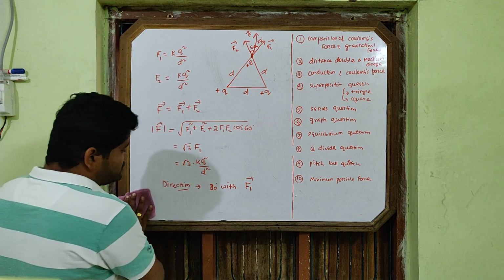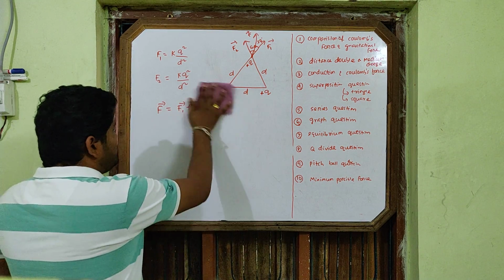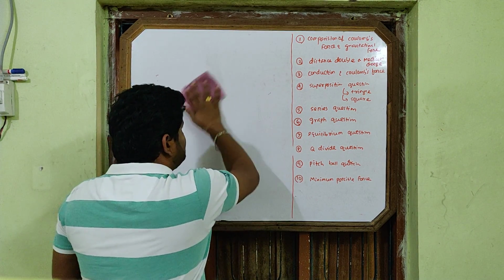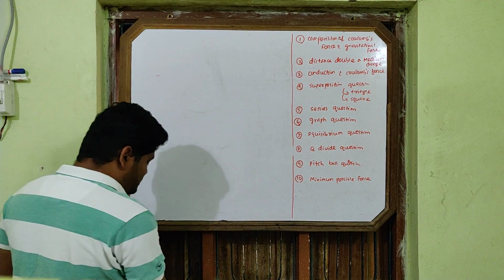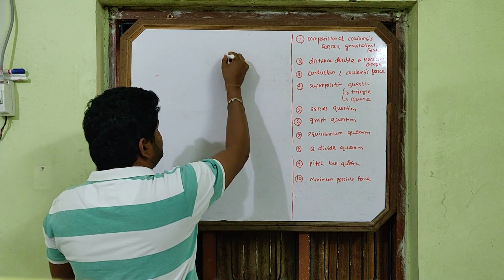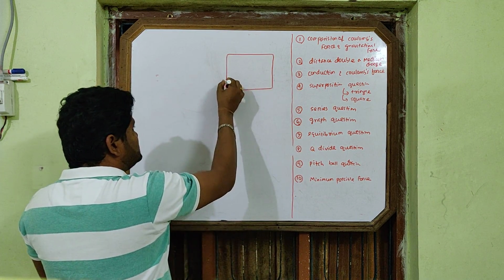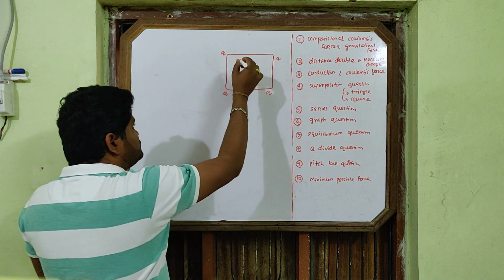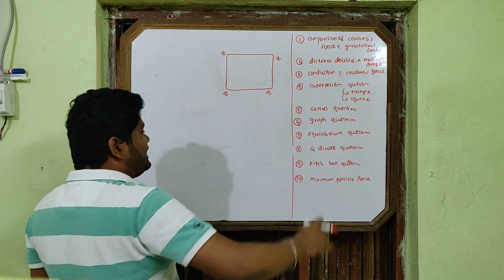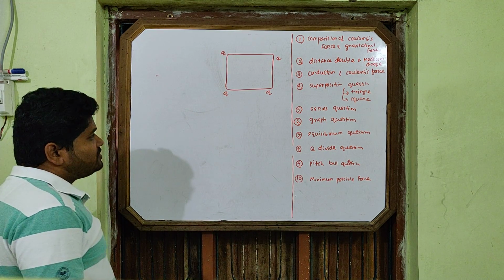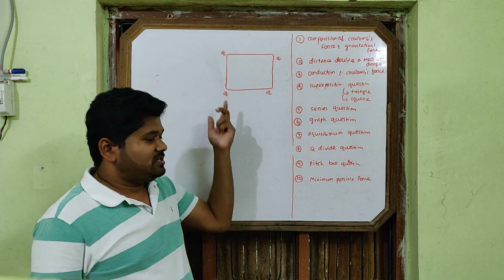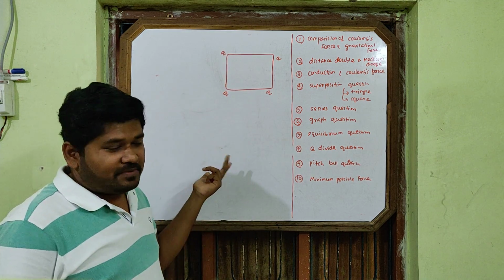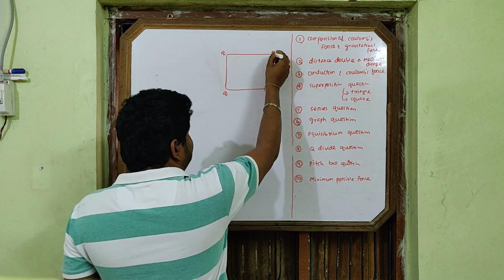Now we'll come to the square problem. The square problem is like this. Four charges will be there on the vertices of a square. You see, four charges Q will be there. The question will be asked to find the force on any charge. If all charges are the same, we can find it on any charge, no problem. So let's find it on this charge.